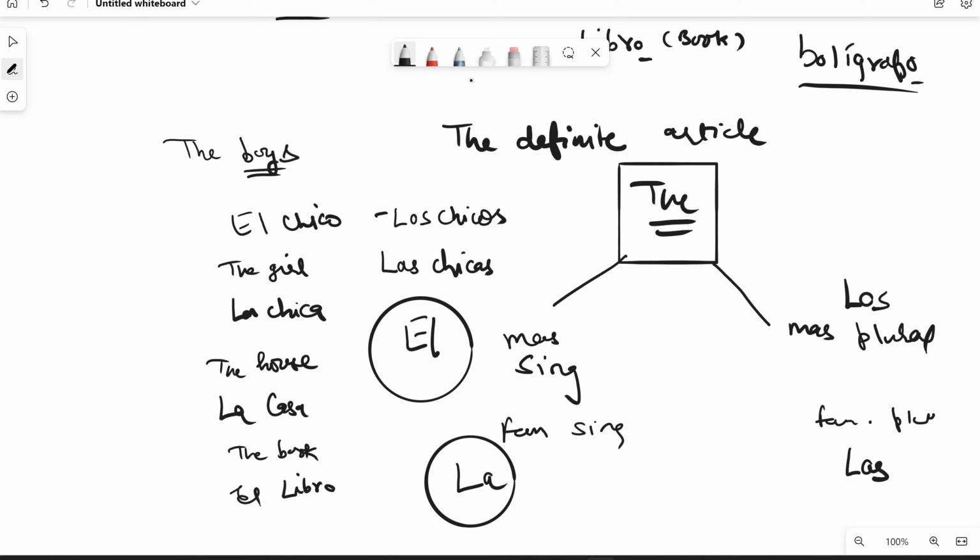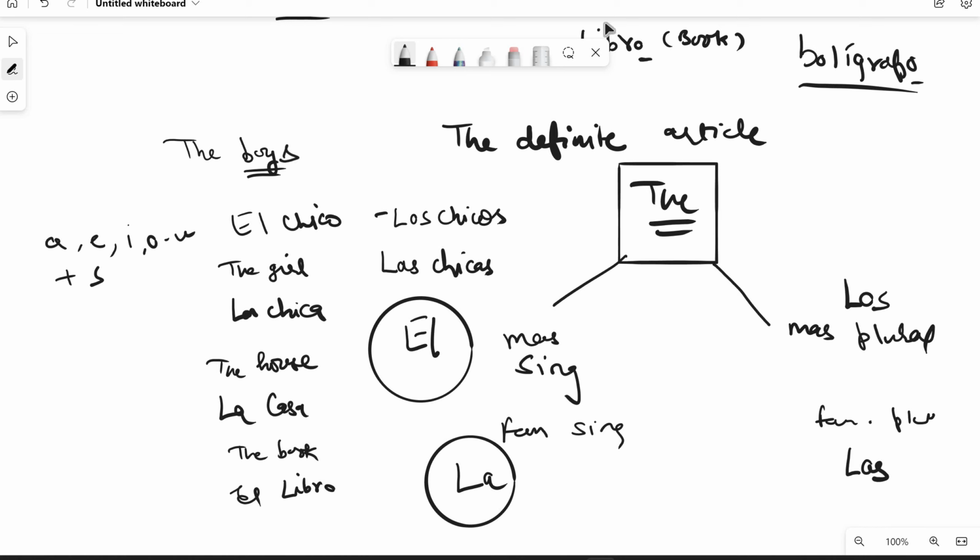One more thing, if you want to make plural of any noun in Spanish, if a noun ends in a vowel, that means if a noun ends in a, e, o, u, to make its plural, you simply add s in the end. For example, plural of chico will be chicos, chica will be chicas, casa will be casas, libro will be libros. So when a noun ends in a vowel, to make its plural, you just add s towards the end.